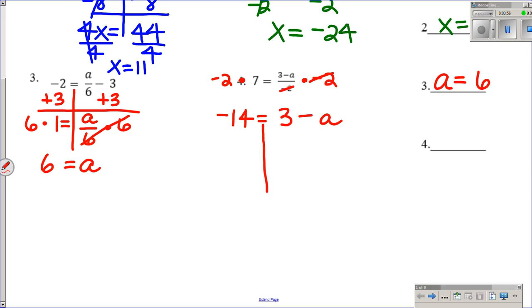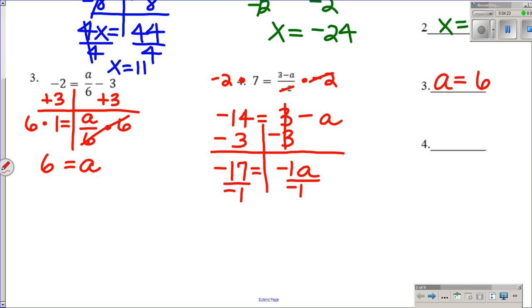Again, we have our variable on the right, so we're going to subtract the 3 to get our constants on the left. And now simplify, negative 14 minus 3 simplifies to negative 17 equals 3 minus 3 is 0. We still have a negative a. And there's an understood 1 here. So this is like negative 1 times a. So we still need to do one more step, divide both sides of the equation by negative 1. That's going to cancel out, and negative 17 divided by negative 1 becomes positive 17 equals a. So number 4, our final answer is a equals 17.